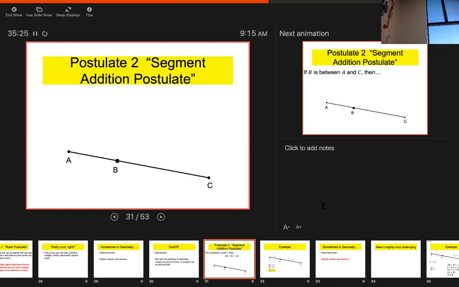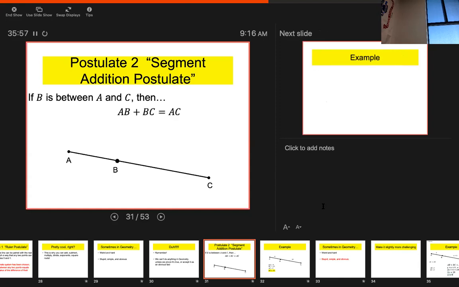Watch how simple geometry can be at times. How far is it from A to C? It's whatever the distance A to B is plus B to C. This is called the segment addition postulate. You want to know how long that is? Add up its parts. That's all the segment addition postulate says. If B is between A and C, then add this part to that part. That's it. That's the whole thing.